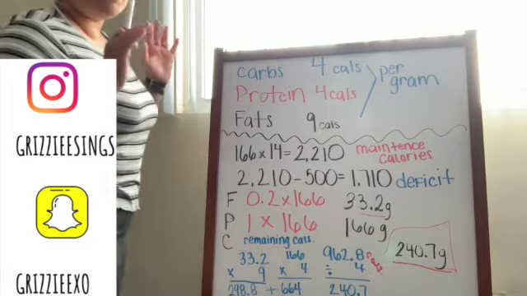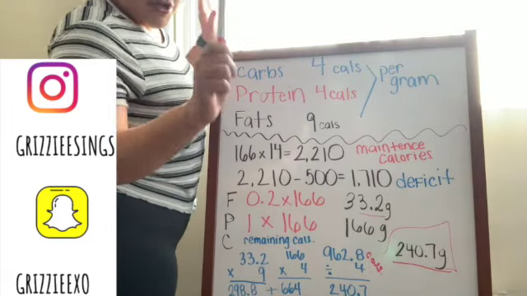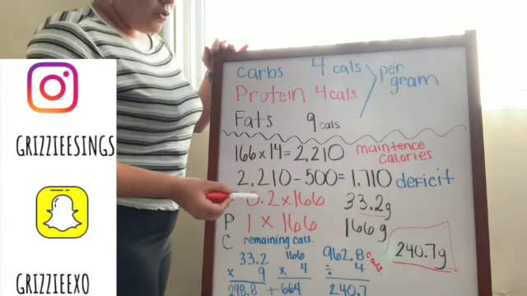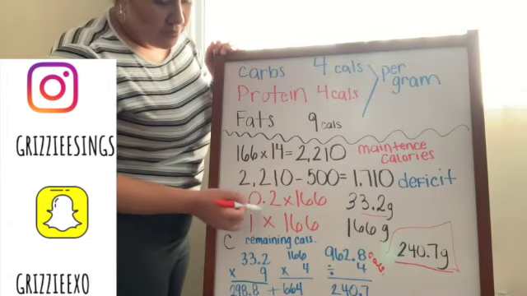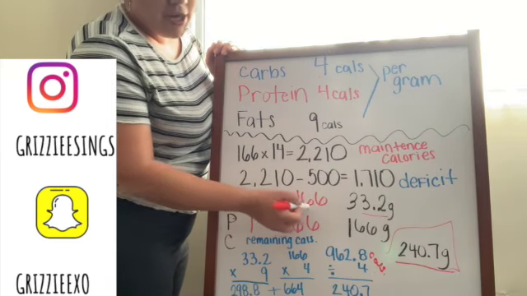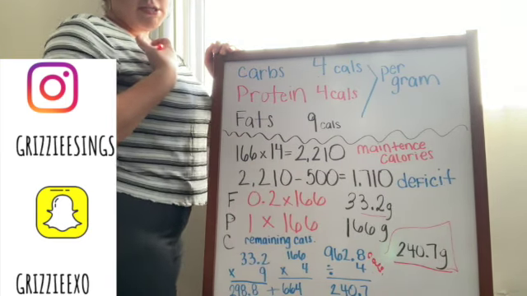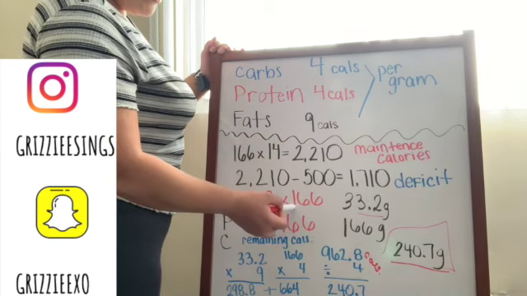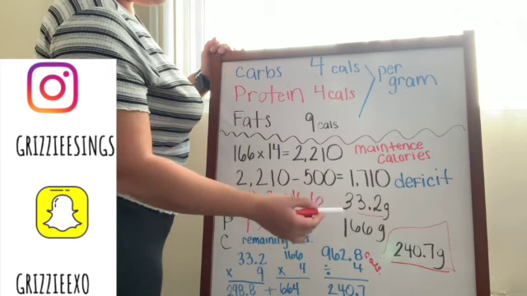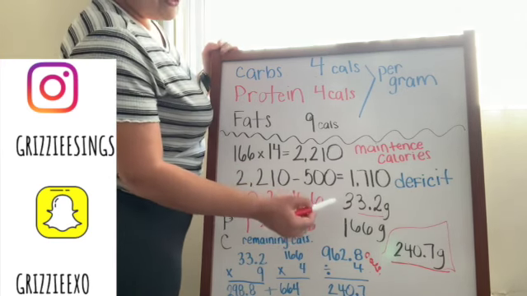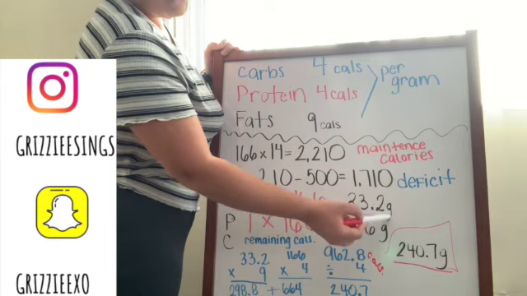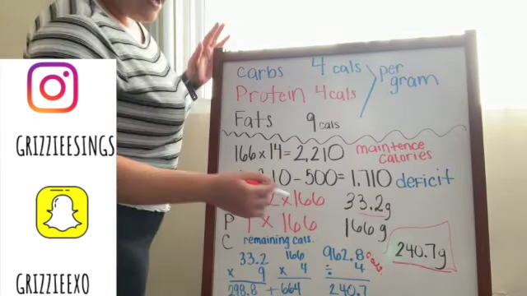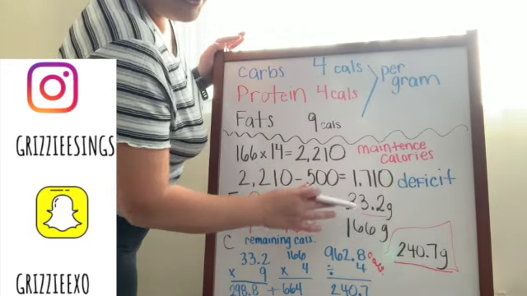So now we're going to determine our macros. For fat, we are going to multiply 0.2 times our body weight. Mine is 166, so we multiply 0.2 times 166. When you multiply that, the number you get is 33.2 grams. So I need to have 33.2 grams of fat in my diet in order for me to lose weight.